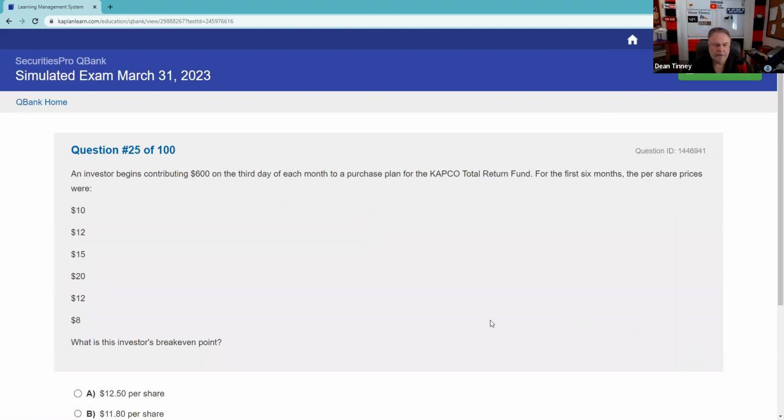An investor begins contributing $600 on the third day of each month to a purchase plan for the Capo Total Return Fund. For the first 6 months, the share prices are given. What is the investor's break even? I just think this is a funky way to ask this question about dollar cost averaging.